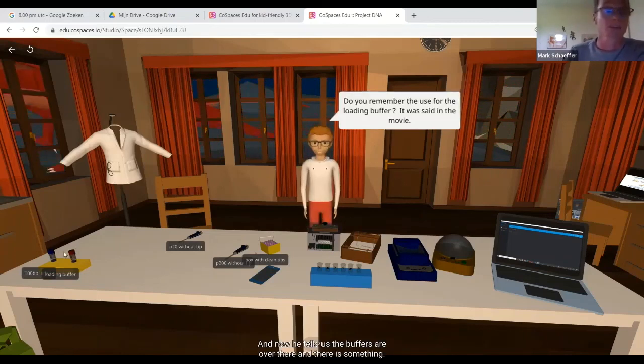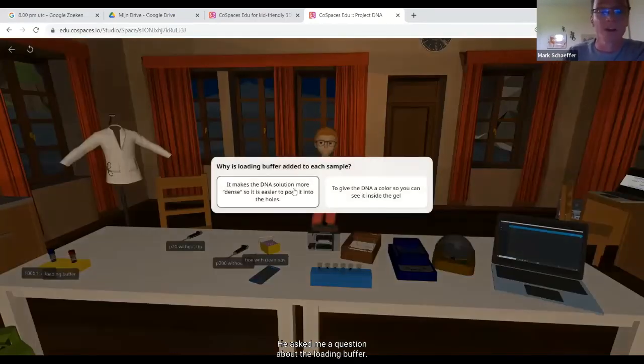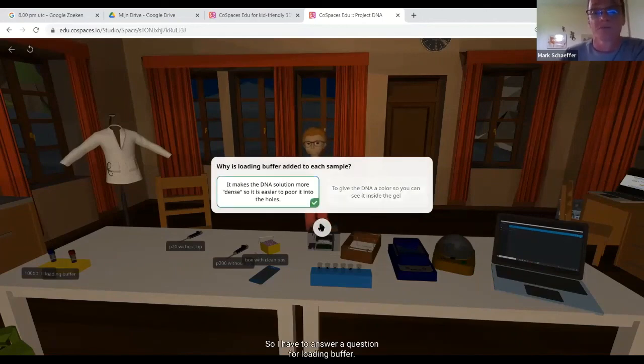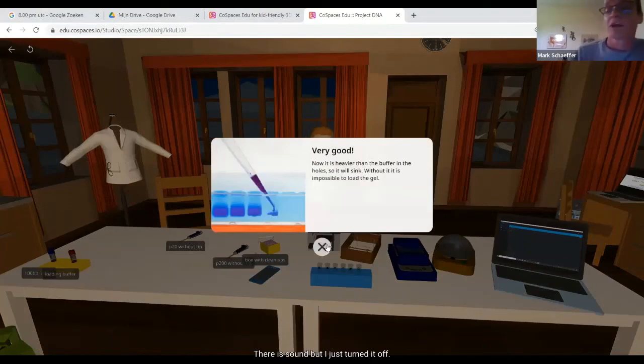And now he tells us the buffers are over there. He asked me a question about a loading buffer. Why? Because we just watched a movie about electrophoresis, how everything works. So I have to answer a question for loading buffer. There is sound, but I just turned it off.